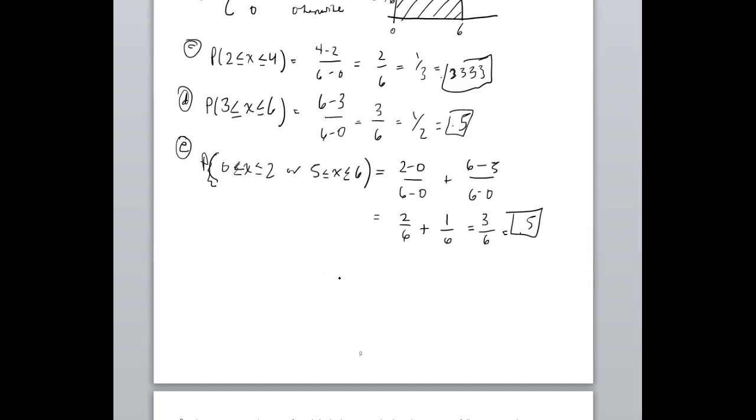And then on to F. F says calculate the mean, the variance, and the standard deviation. So we have formulas for that. So the mean is mu of x is equal to c plus d over 2, which is just going to be 0 plus 6 over 2. My computer is doing that again. I am really annoyed with it, but you know, that's a 3.